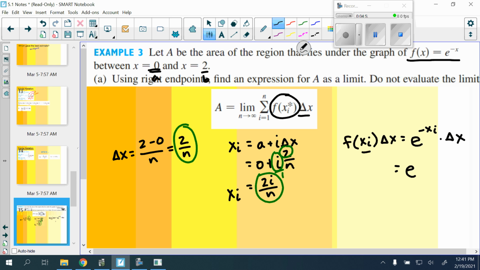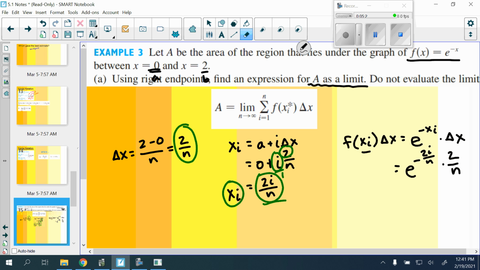Our x of I is right here. It's 2I over n. So this is going to become e to the negative 2I over n. And then our change in x is what we had before, times 2 over n. So if we want to write this out now as an area, as a limit, as the number of rectangles goes to infinity, now we just want to fill in all our stuff into this area equation here.